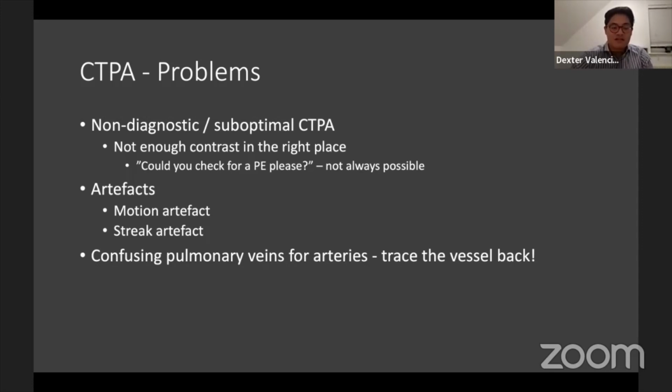There are artifacts. Motion artifact I didn't show you, but if you imagine the heart is beating quite a lot, that can affect some of the tissues next to the heart, specifically on the left side of the lung, and that might affect your interpretation. Same with that streak artifact from the dense contrast. And remember, you always want to trace the arteries, not the veins, and make sure that you can go back to that main pulmonary artery, the left and right, and that can always help you trace where you're going.